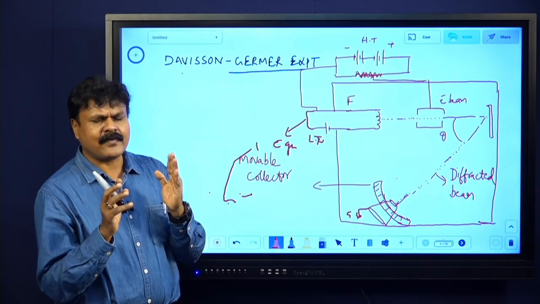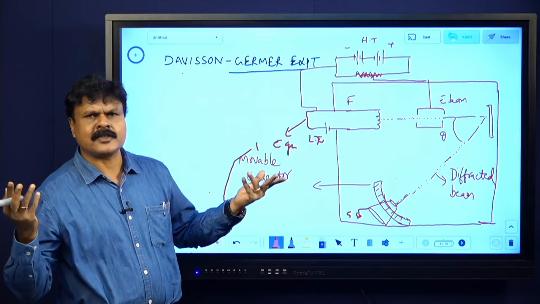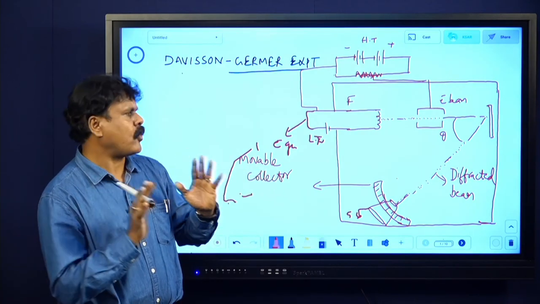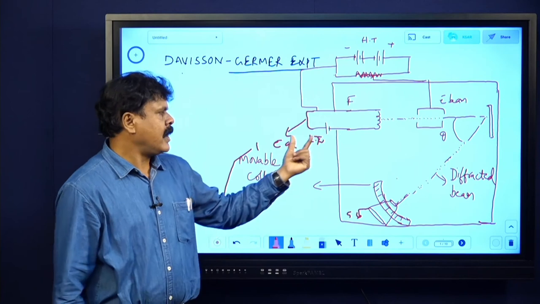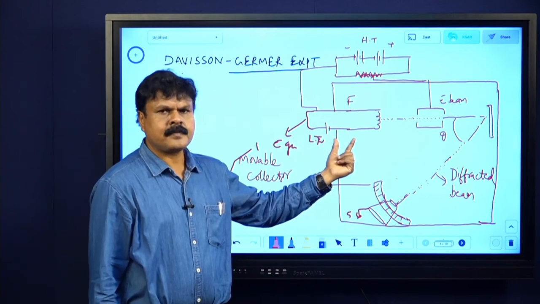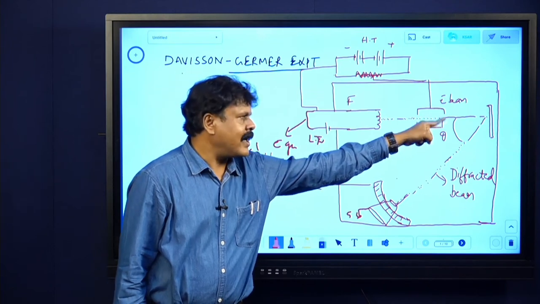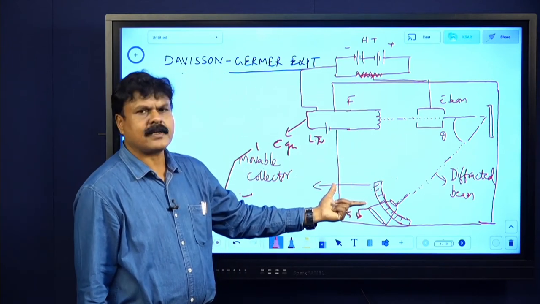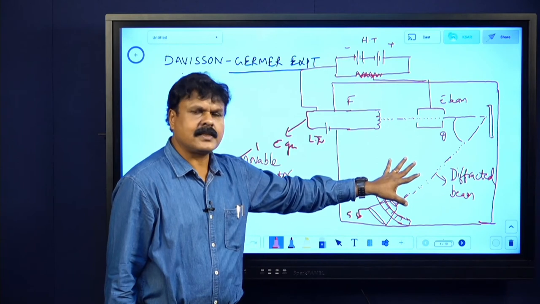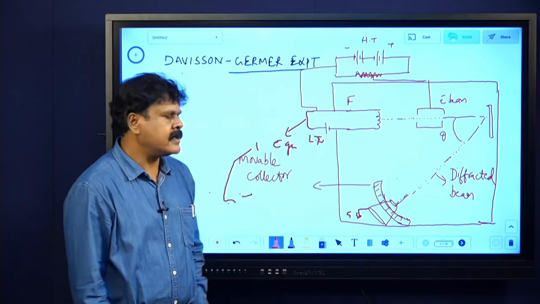If you want, you can use your own words and sentences, not a problem, but overall the gist must be the same. It consists of an electron gun, a cylinder, a nickel target, a movable detector, and all these things have been kept in an evacuated chamber.